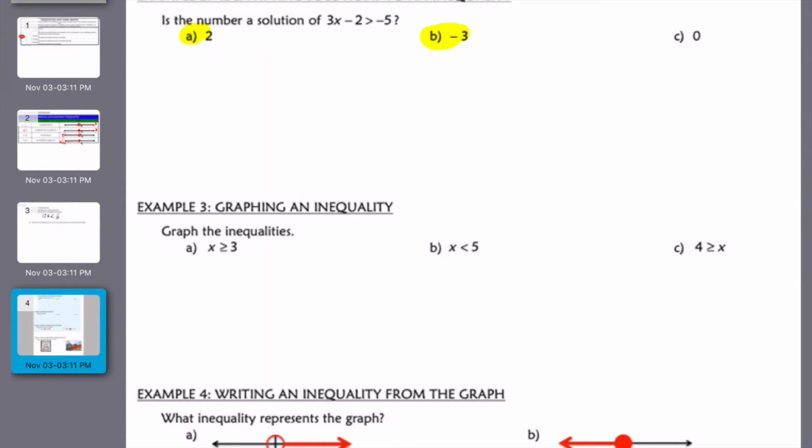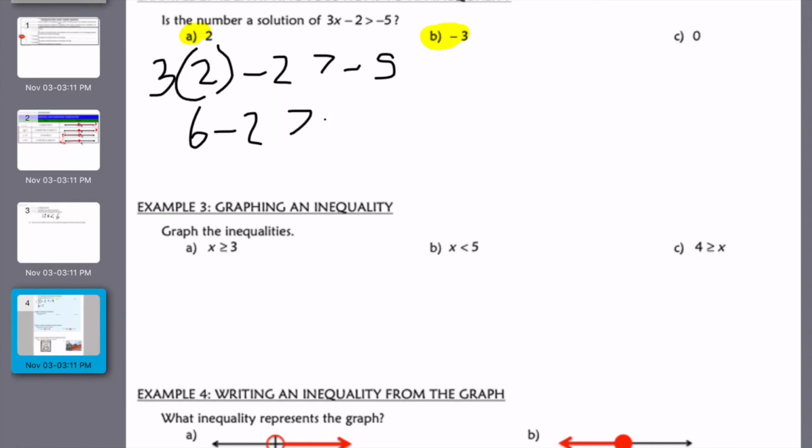So they're saying that my x value is 2 now, so I do 3 times 2 minus 2, and I need to see if that is greater than negative 5. So that's 6 minus 2 is greater than negative 5. So is 4 greater than negative 5? Yes, it is. Okay, so let's try it with B.